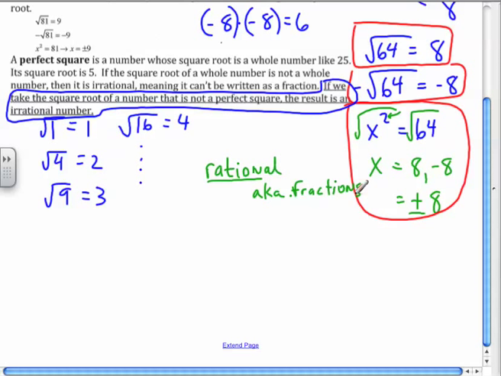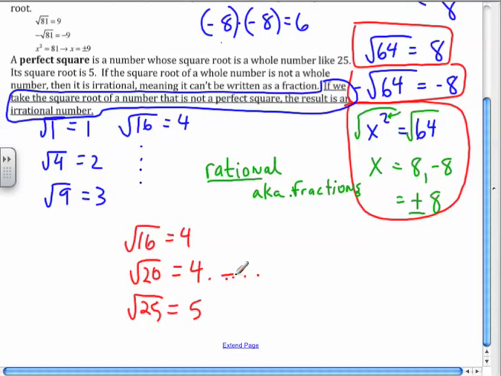So if I take the square root of 16, the square root of 16 equals 4. The square root of 25 is equal to 5. The square root of 20 is somewhere in between: 4 point something, something, something. And this goes on forever and ever. It never repeats. It's irrational, like pi.